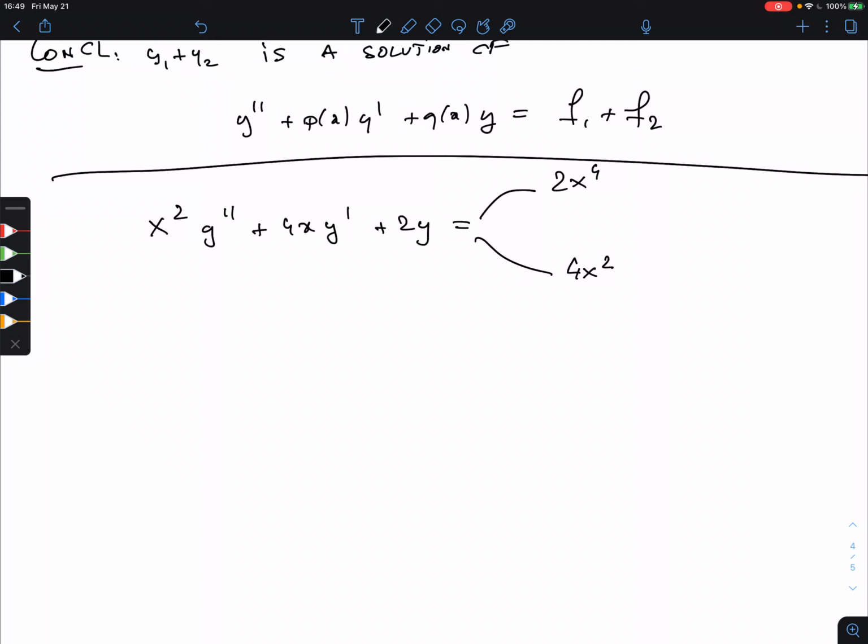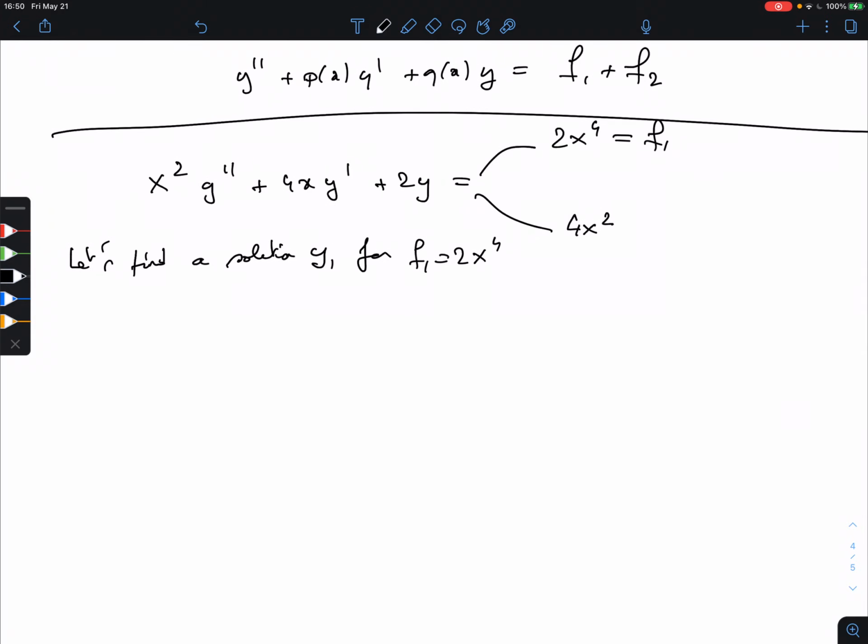Let's try to find a solution. And again, I don't even want to solve the homogeneous one. I'm just talking about particular solutions, okay? So let's find a solution y1 for f1 equals 2x to the fourth. Now, again, I'm not going to tell you why this is working.